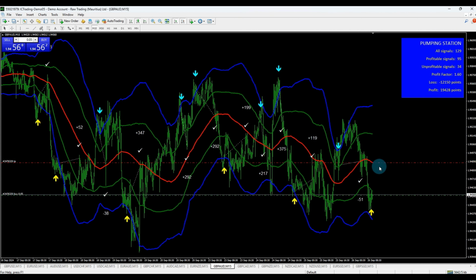The pound AUD is a currency pair that often exhibits a sideways trend, which means that the price moves within a horizontal range without a clear upward or downward direction. In this particular trade, I am placing a buy order, which means I am expecting the price to increase. The take profit level is set at the moving average level, which is a commonly used technical indicator that smooths out price data to identify the direction of the trend.